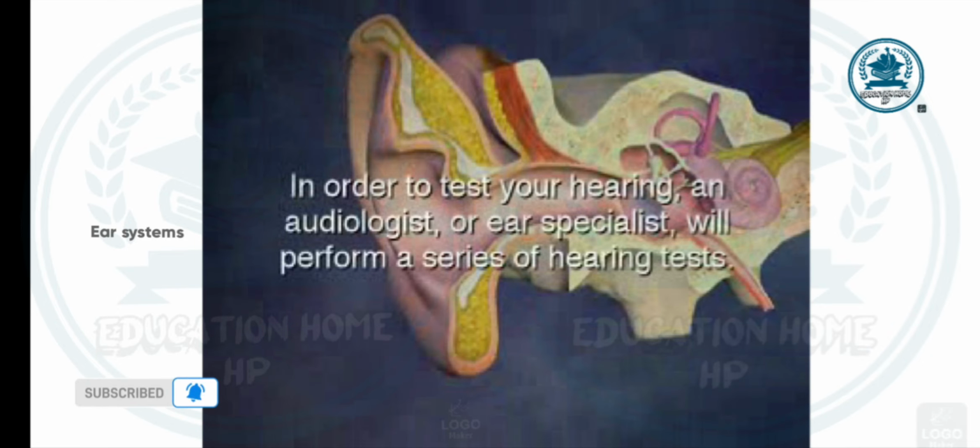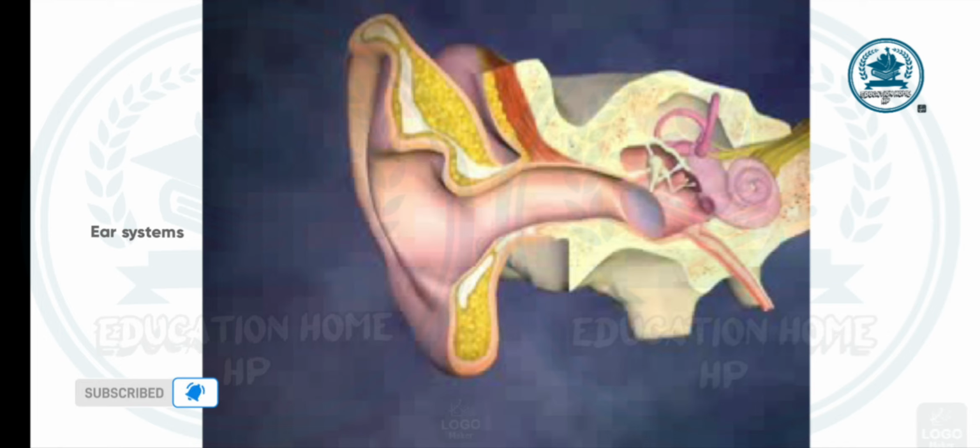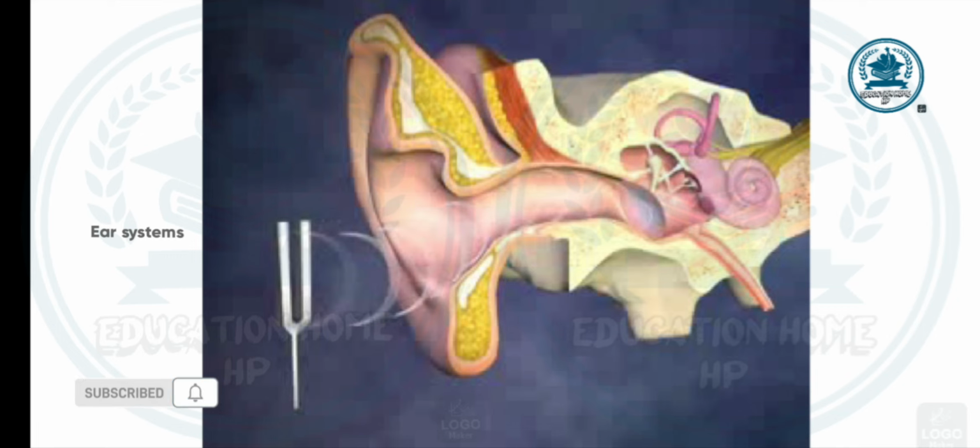In order to test your hearing, an audiologist or ear specialist will perform a series of hearing tests. Today, these tests are often performed using electronic equipment, but the classic tests involve using a tuning fork. First, a tuning fork will be struck and held close to your ear.